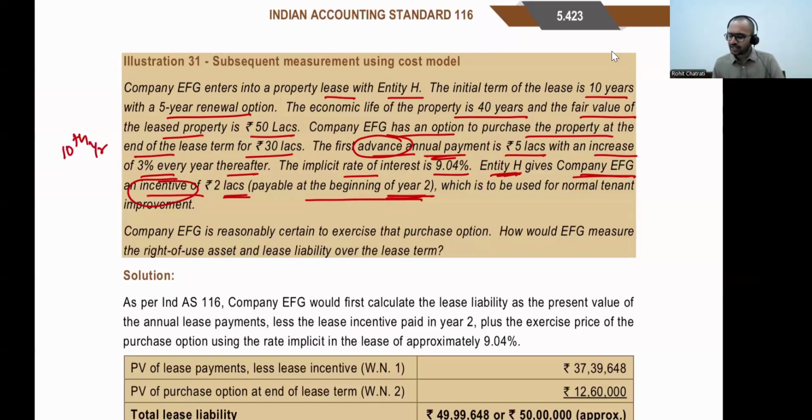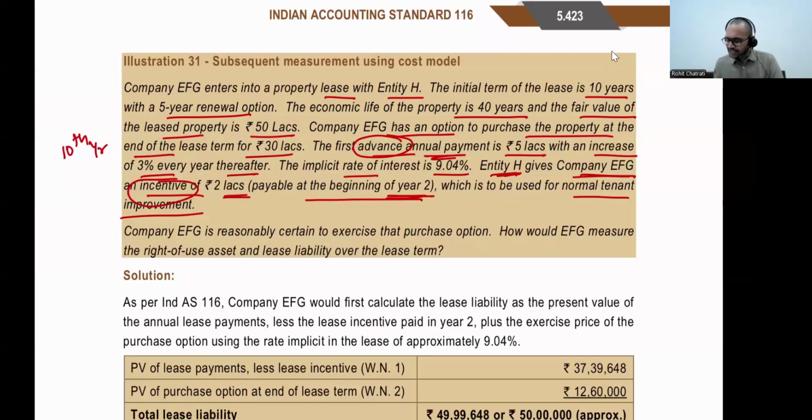Why is entity H giving money to EFG? It is being made for a tenant improvement. Basically, EFG is going to incur certain costs and entity H is reimbursing those costs to EFG as an incentive.